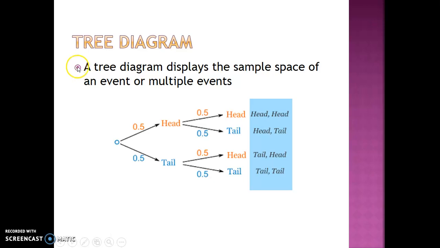Tree diagram. I like to use tree diagrams a lot because I think they make a lot of sense. A tree diagram displays the sample space of an event or multiple events. So this is showing all the things that could happen when you flip a coin 2 times. So you have a 50% chance to get a head, 50% tail. Then the second time you flip it, once you get a head, you can get 2 heads. You get 2 tails. 2 tails down here, you can get a tail and a head, or a head and a tail.